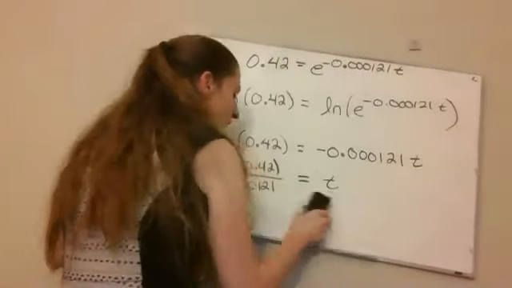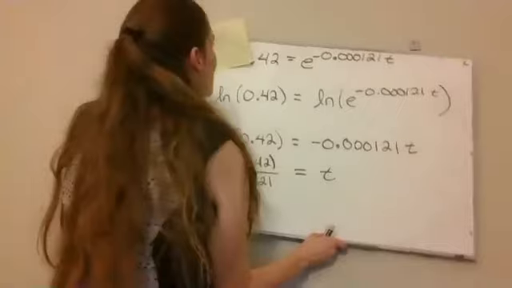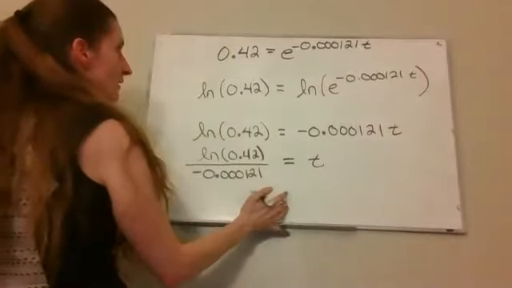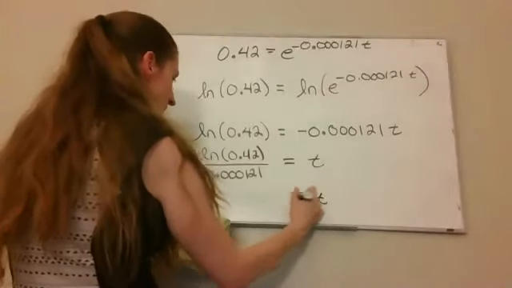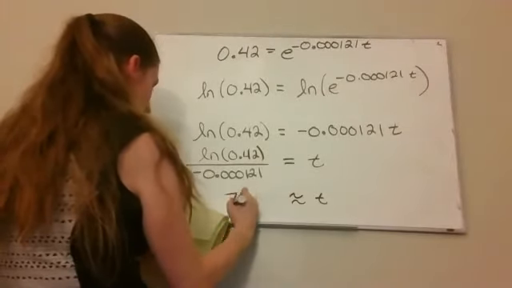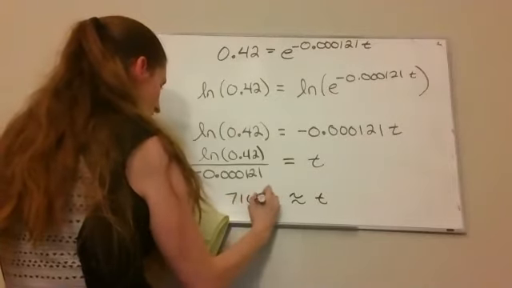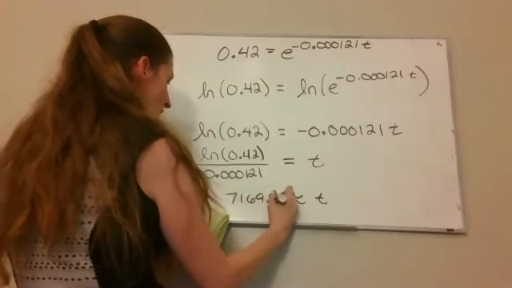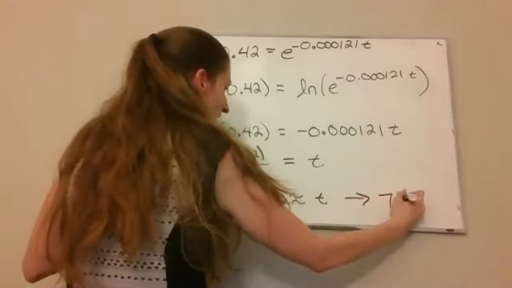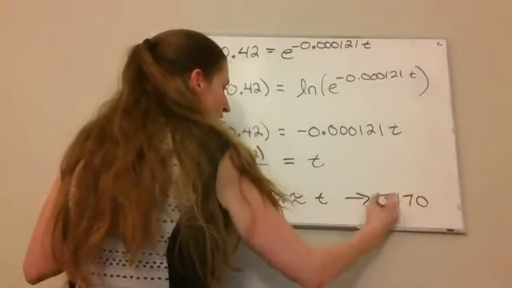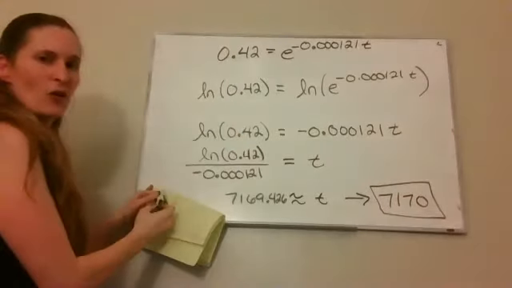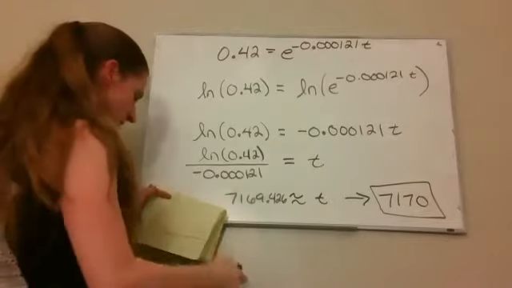And now I just have to type that into my calculator to figure out how old this wood is. Now when I type that in, we get that this is approximately 7,169.426. So to the nearest 10 years, that's 7,170 years old. That's a pretty old piece of wood there.